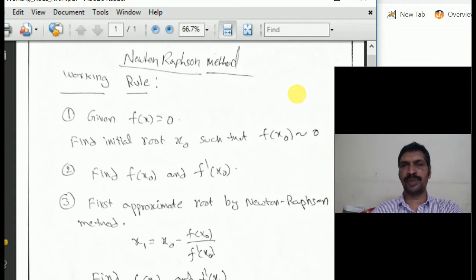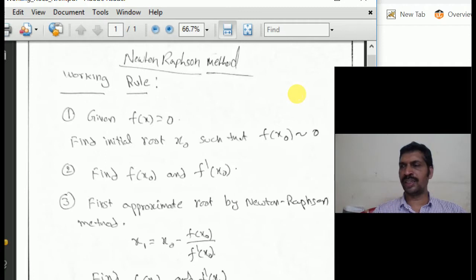Given the function f of x equal to 0, find the initial root x naught such that f of x naught is nearer to 0. Same as the previous methods, the root lies between a negative and a positive value, that is, at one x value it is negative and at the next value it is positive. The root lies between 2 and 3, or 3 and 4, or 4 and 5. We have to find that the root lies between two values. We will take the middle value.